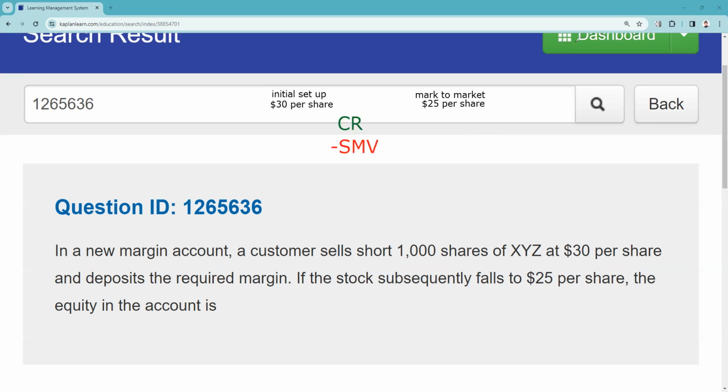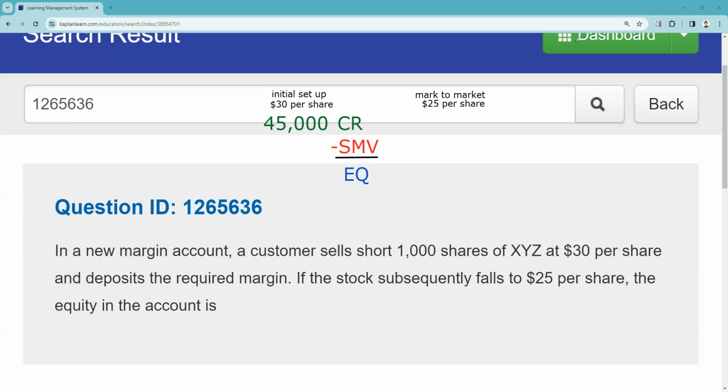So the classical short margin equation, which you should know and memorize, is credit register minus short market value. That's what you owe. In a long account, what you owe is money, but in a short account, what you owe are securities. It says you made the required deposit.